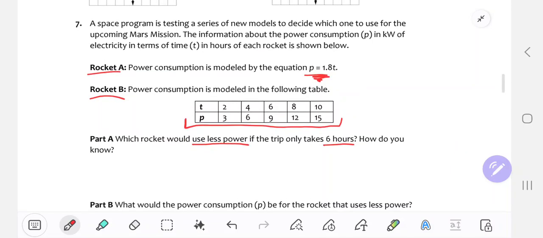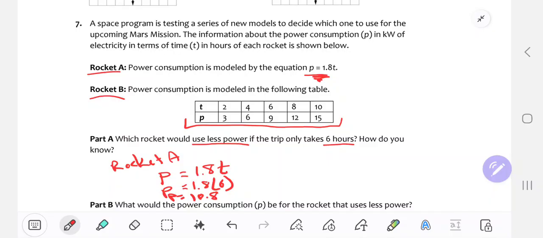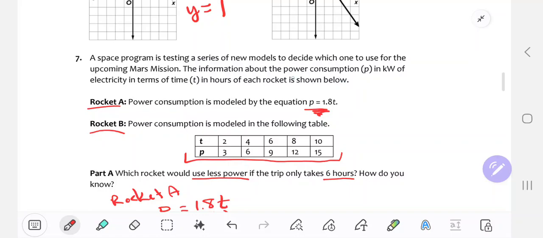So for rocket A, their power is determined by 1.8 times the time that they take, and we're wondering about 6 hours. So when we do that multiplication, 6 times 8 is 48, carry the 4, that's going to be 10.8. So the power for 6 hours is going to be 10.8 kilowatts. How do I know it's kilowatts? Well, I read carefully up here, power consumption, P in kilowatts.